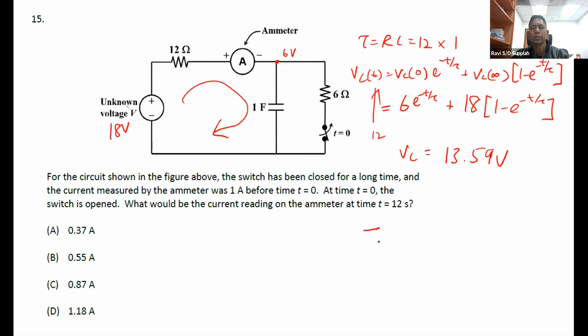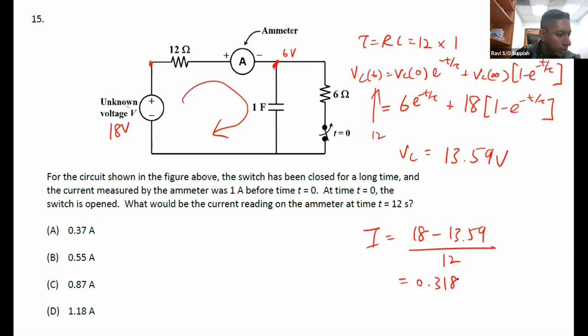So the current will be 18 minus 13.59, that means this voltage minus this voltage, divided by 12 ohm, which will be 0.31368 ampere. So that is about 0.37. All right, so that is your question 15.